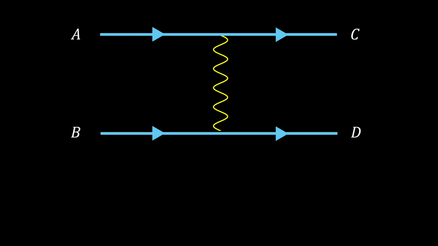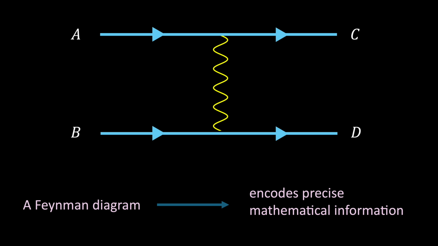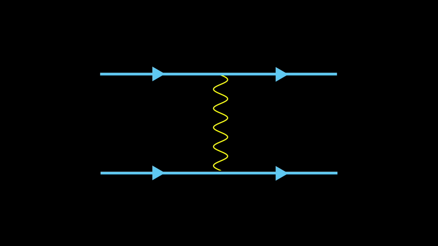Now, it's important to realise that a Feynman diagram is far more than a picture of a process. It encodes precise mathematical information about the probability amplitude. Using the formalism of quantum field theory, one can extract a set of Feynman rules that translate each line and vertex into a mathematical expression. By way of example, let's look at the expression for this diagram.